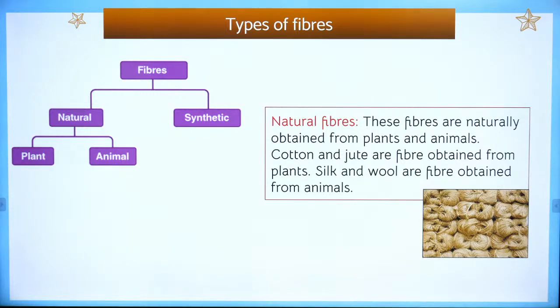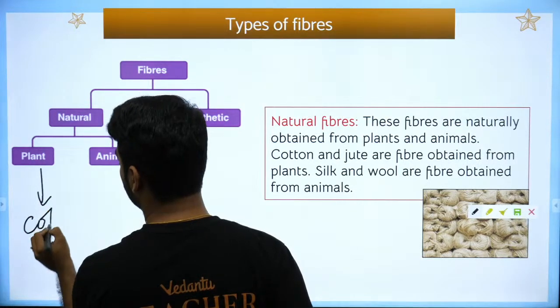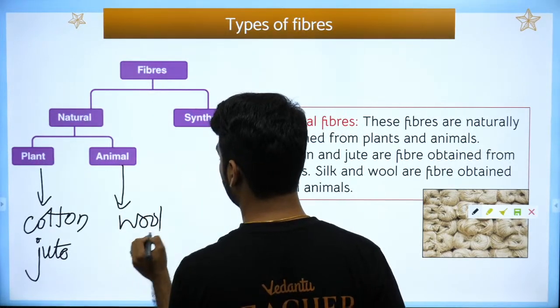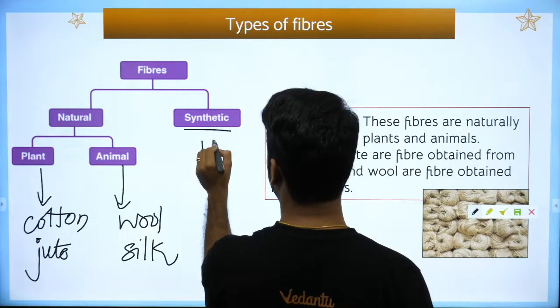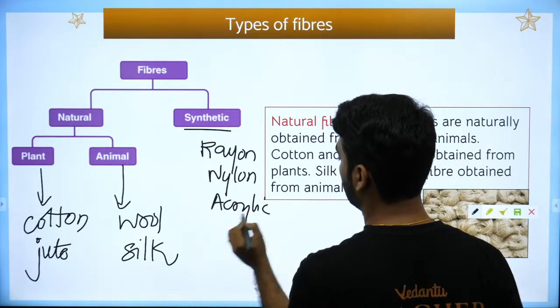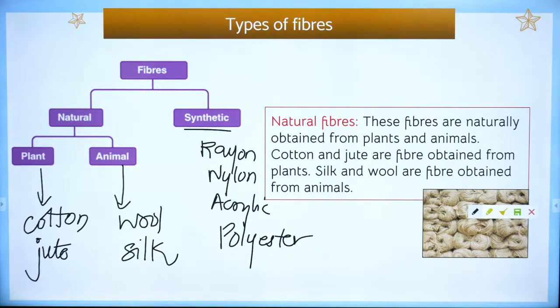Then, fiber can be natural or synthetic. Natural fiber comes from plants. Examples are cotton, jute. From animals, you get wool or silk. Synthetic, you have got rayon, nylon, acrylic, polyester, right? Whatever is coming from natural, that is plant or animal source, is called natural fiber. Like you get cotton and jute from plants, and you get wool and silk from animals. Synthetic fiber: rayon, nylon, acrylic and polyester. Okay?